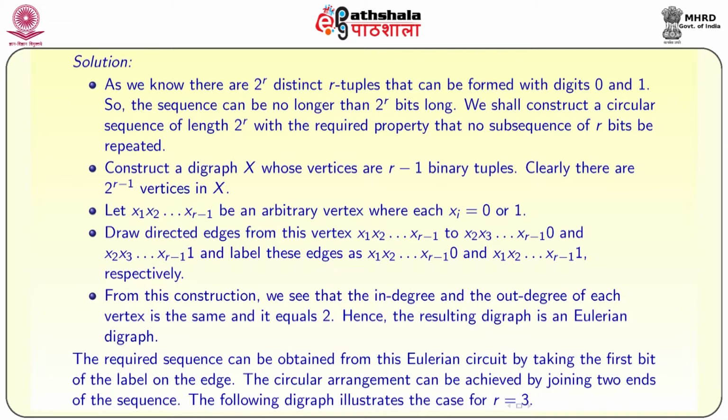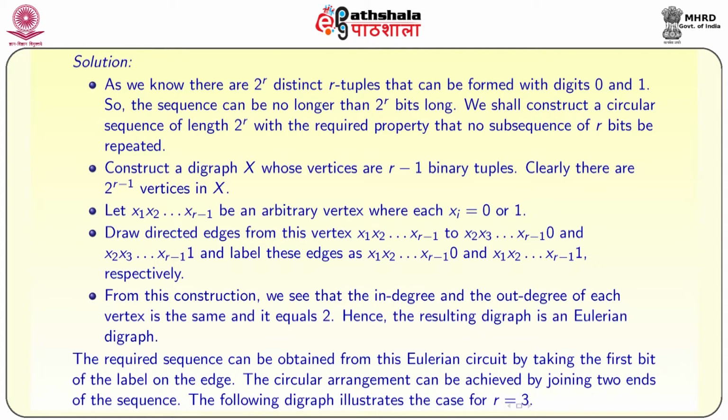From this construction we see that the in degree and out degree of each vertex are the same and equal to 2, hence the resulting digraph is an Eulerian digraph. The required sequence can be obtained from this Eulerian circuit by taking the first bit of the label on each edge. The circular arrangement can be achieved by joining the ends of the sequence.